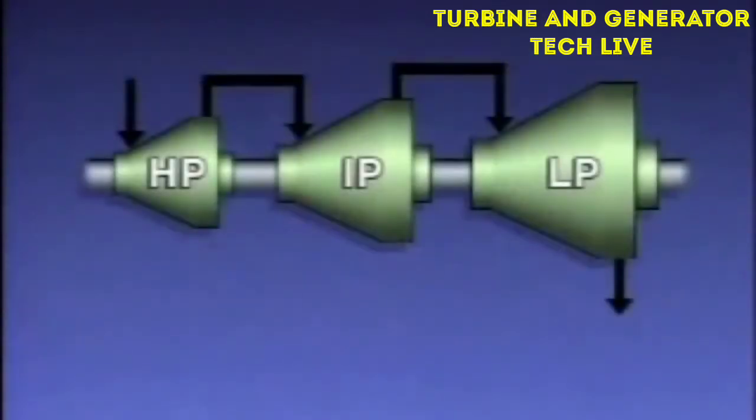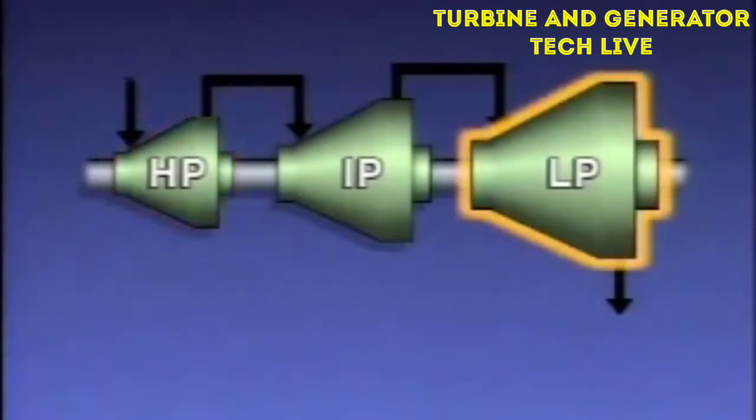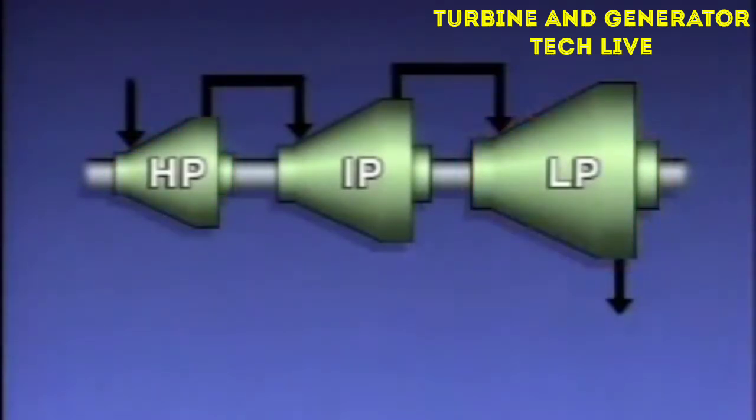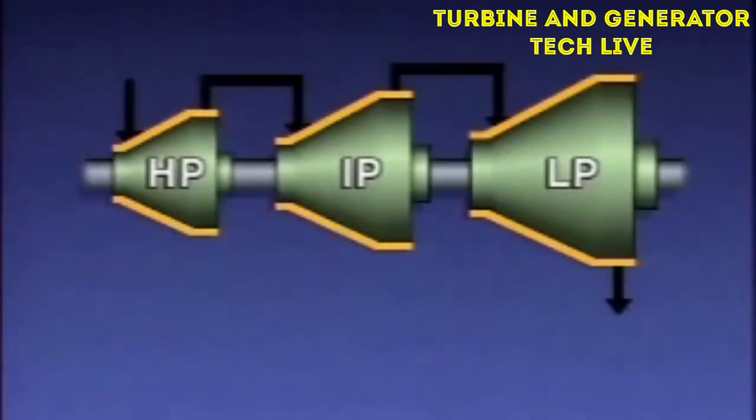While each section of a turbine works according to the same principles, they are not identical. By the time steam has traveled from the high-pressure section to the low-pressure section, its volume may have increased as much as 150 times. The size of the turbine is increased.